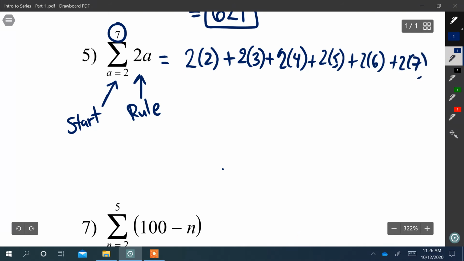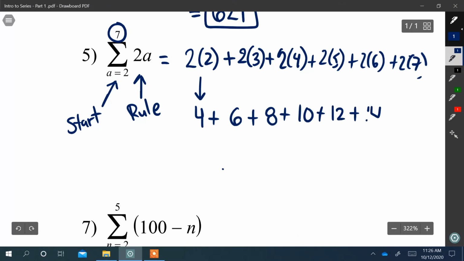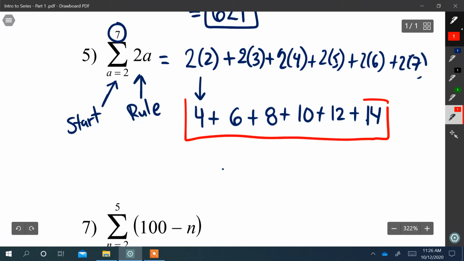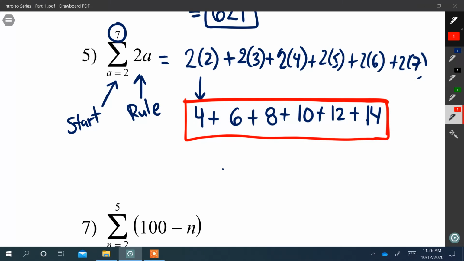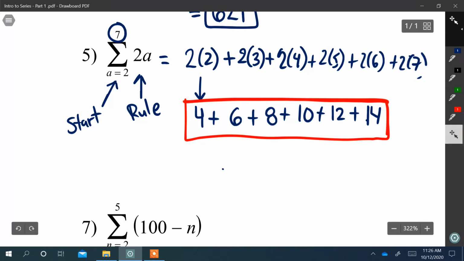now hopefully you can kind of see the pattern in here. This is 4, this is 6, then 2 times 4 is 8, 10, 12, and 14. Okay, not gonna add all those because it's kind of pointless. We already know how to add, so I'm just gonna leave my answer in expanded form like that. Okay, and that's how we expand a series, guys.